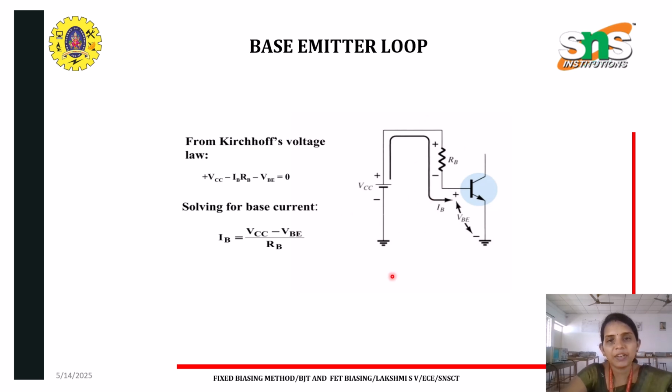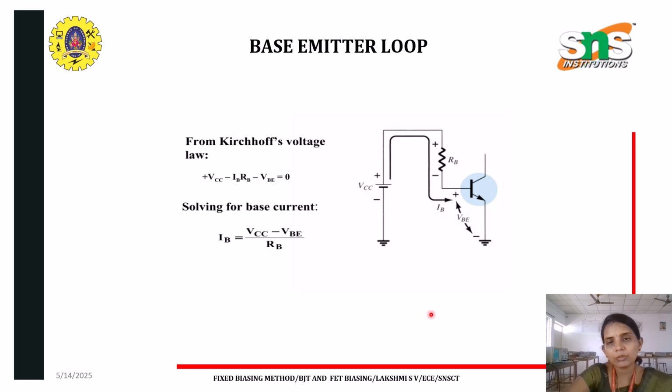we get the equation VCC minus IB RB, that is the potential drop across RB, minus VBE is equal to 0. When we solve this equation, we obtain the value of the base current IB, which is equal to (VCC minus VBE) by RB. This is how we calculate the IB value.